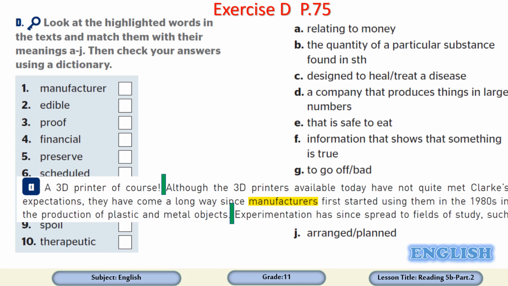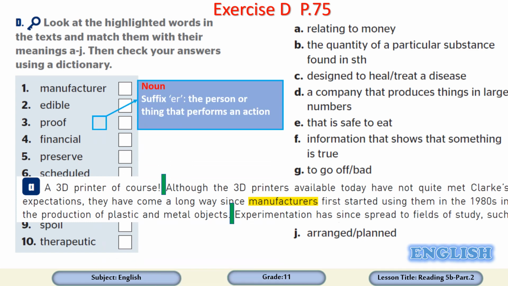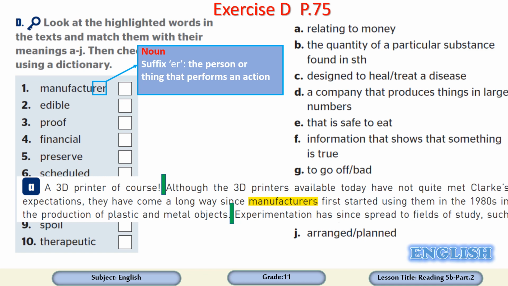So the unfamiliar word is manufacturers. If we look at the word, it has the suffix er and it refers to a person or thing that performs an action. So the word is a noun. Let's look now at the definitions and decide which definitions refer to nouns. Yes, very good. Definition B is a noun.